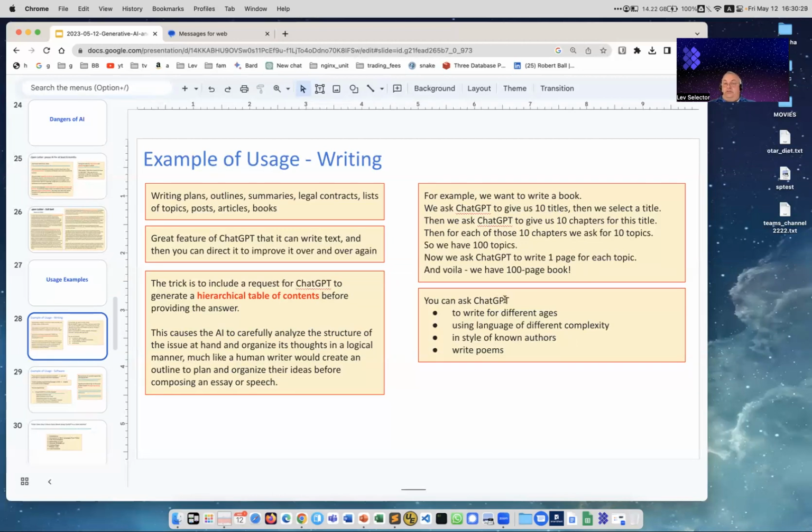You can ask ChatGPT to write for different ages using a language of different complexity, write in different languages if you want. It can translate for you. In the style of known authors, it can write poems, whatever.